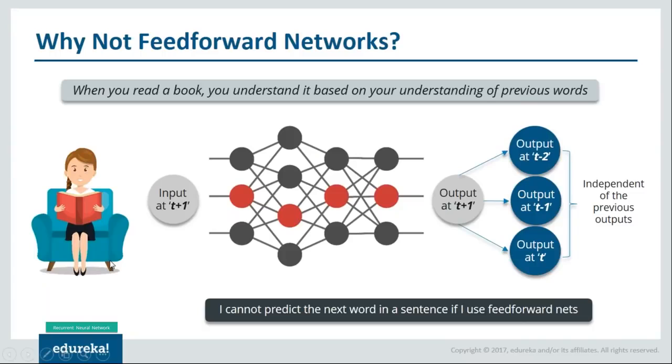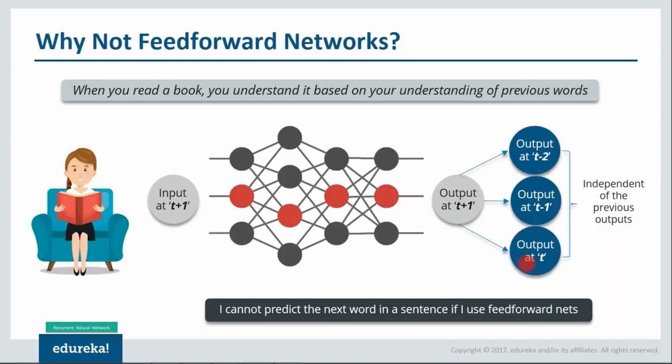Now what happens when you read a book? You'll understand that book only based on your understanding of the previous words. So if I use a feed-forward network and try to predict the next word in a sentence, I can't do that. Why can't I do that? Because my output will actually depend on the previous outputs. But in a feed-forward network, my new output is independent of the previous outputs. That is, the output at t plus 1 has no relation with the outputs at t minus 2, t minus 1 and t. So basically, we cannot use feed-forward networks for predicting the next word in a sentence.